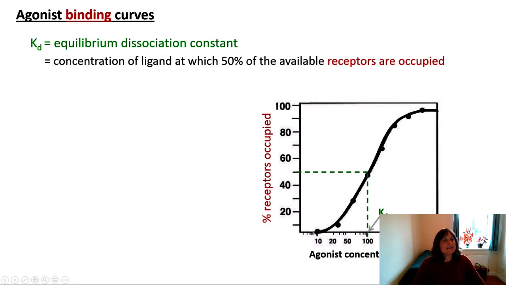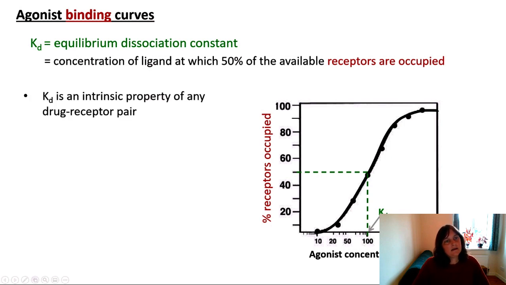So as I said, the KD is the equilibrium dissociation constant. And what it is, it's the concentration of ligand at which 50% of the available receptors in the system are occupied. Now, I'm showing you a graph here, which looks very similar to the one I showed you earlier when we were looking at concentration effect curves, but this graph is different because the y-axis is different. Along the x-axis, it's the same. We're looking at increasing concentrations of the agonist, but along the y-axis, what we're looking at here is the percentage of receptors that are occupied, and what we're looking at is an agonist-binding curve.